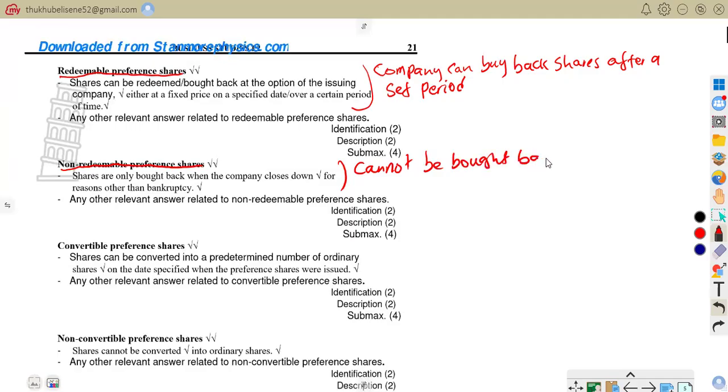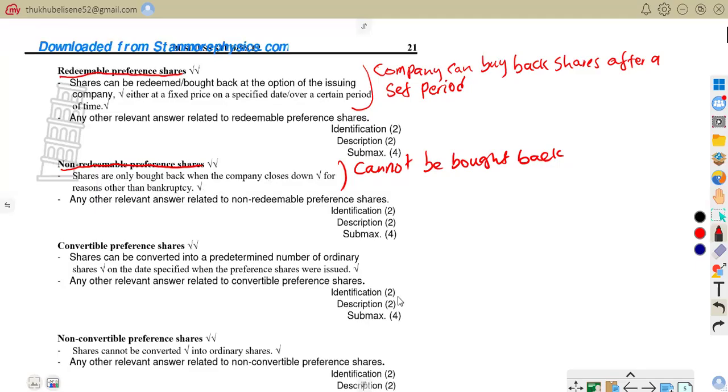They cannot be bought back. Shares cannot be bought back. They exist as long as the company exists. As long as the company is existing, they are going to exist. The shares are still there. So it means the investor holds them permanently until the company liquidates. So as it says, shares are only bought back when the company closes down for reasons other than bankruptcy. So that is that.